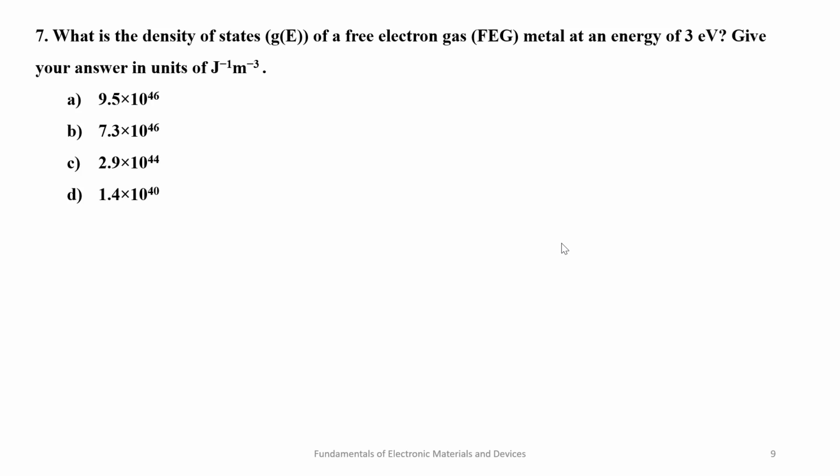Yeah, for now you can use your normal calculators and you can refer to the equations if you have noted them down. The density of states equation you might have noted down. So using that you can find out the density of states. The final answer should be in joule inverse per meter cube, and the energy of the FEG metal is given at a value of 3 electron volt.